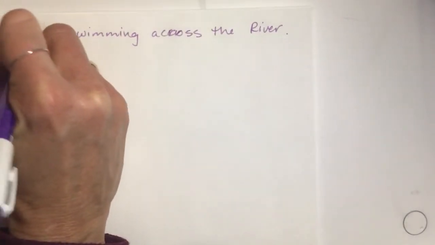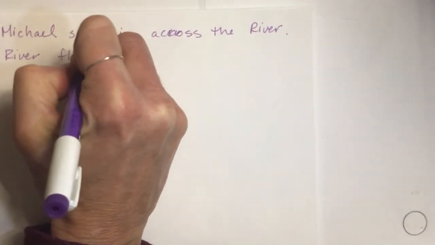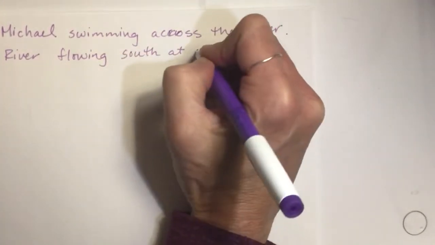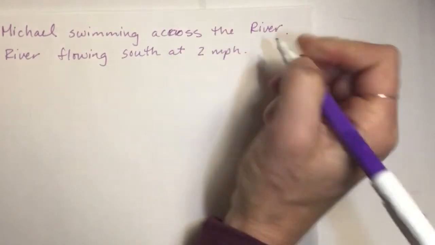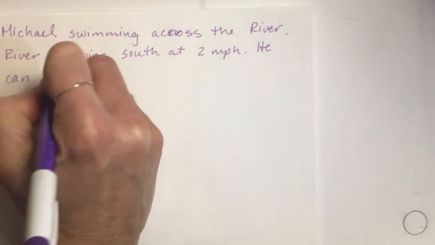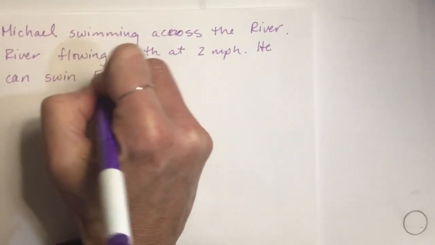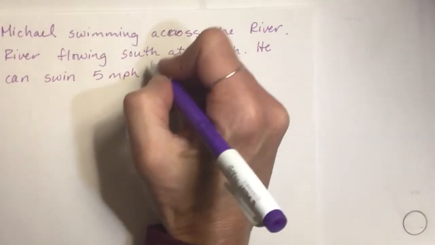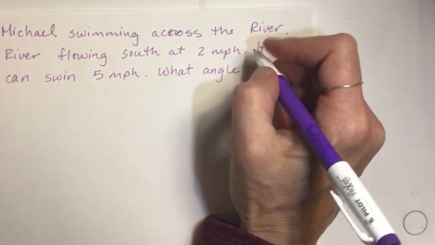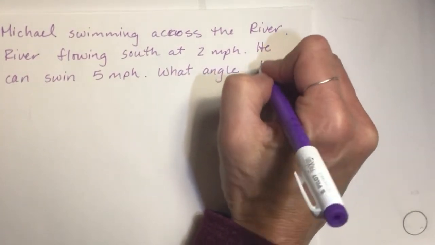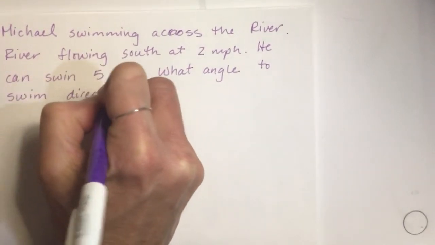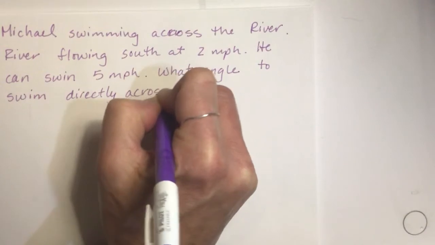Okay, and the river is flowing south at 2 miles per hour. Michael, though, can swim 5 miles per hour. So we want to know what angle should he swim to swim directly across, the shortest distance, right?